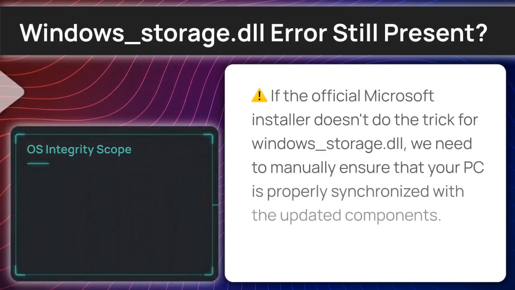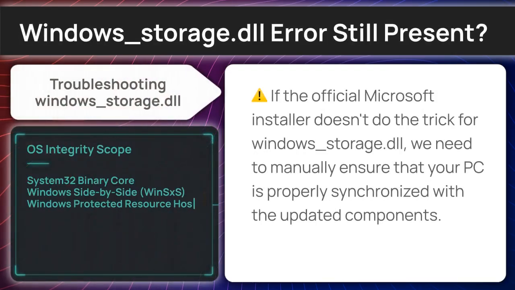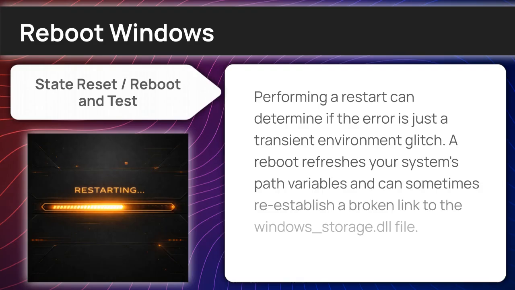If you're still seeing the missing file notification, we should attempt to force a synchronization between the software and the OS. A full system restart ensures that no background processes are currently locking the Windows Storage Module file. A fresh boot allows Windows to reinitialize its library map from a clean state.